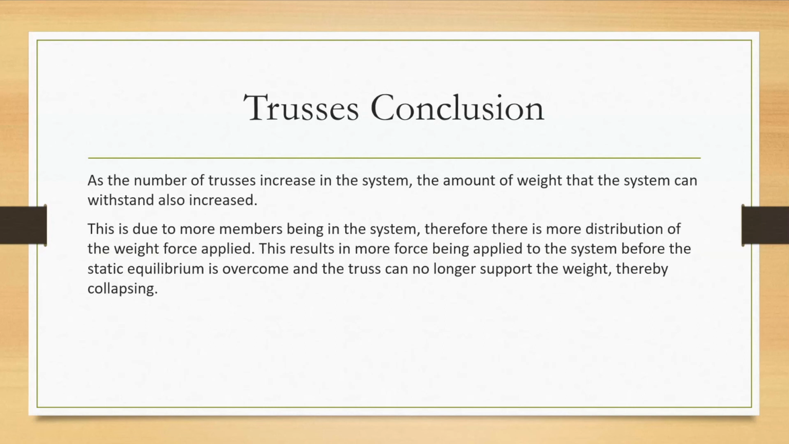In conclusion, the amount of weight able to be supported by the truss system increased with increasing number of trusses. This is because having more members in the system means that the weight force can be distributed over the whole truss system, so that more weight is able to be placed on the truss at one point before it breaks.